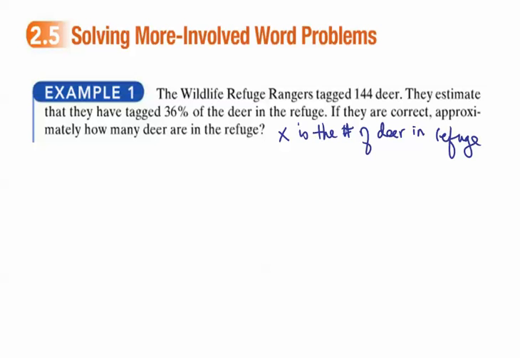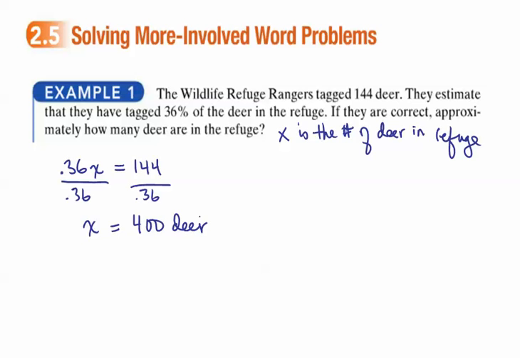So what we do know is this: 36% of the deer were tagged. So 0.36 times the number in the refuge is equal to 144. All we need to do at that point is divide both sides by 36%, or 0.36, and we get that x is equal to 400 deer in the reserve. So 0.36 times the number of deer in the reserve gives you 144 tagged deer. If we solve that for x, we get the total number of deer in the reserve. Let's go on.